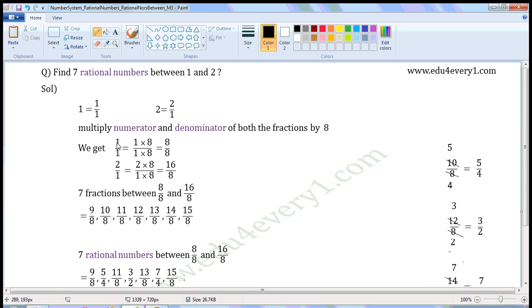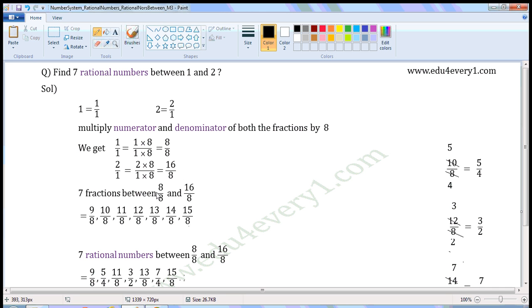So we get 1 by 1 is equal to 1 into 8 by 1 into 8, which is equal to 8 by 8. 8 by 8 is an equivalent fraction of 1 by 1. Similarly, 2 by 1 is equal to 2 into 8 by 1 into 8, which is equal to 16 by 8. 16 by 8 is an equivalent fraction of 2 by 1. Now 8 by 8 and 16 by 8 are like fractions.